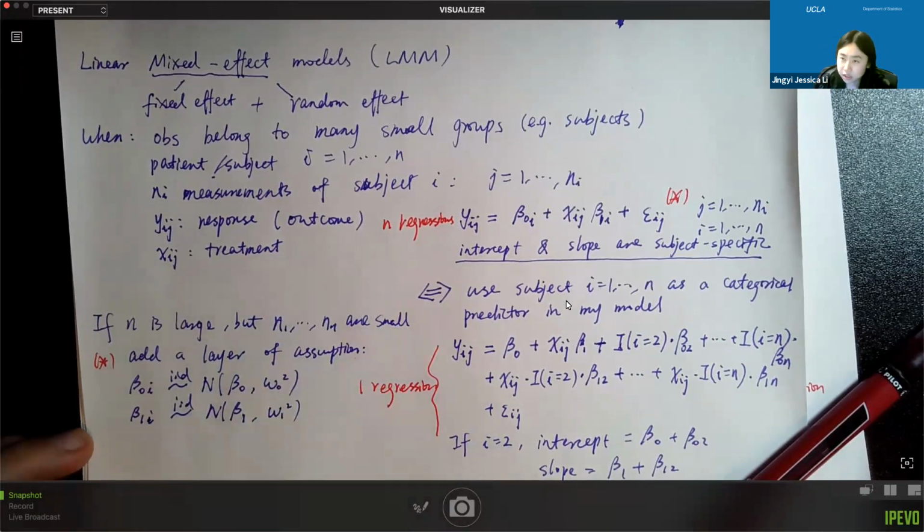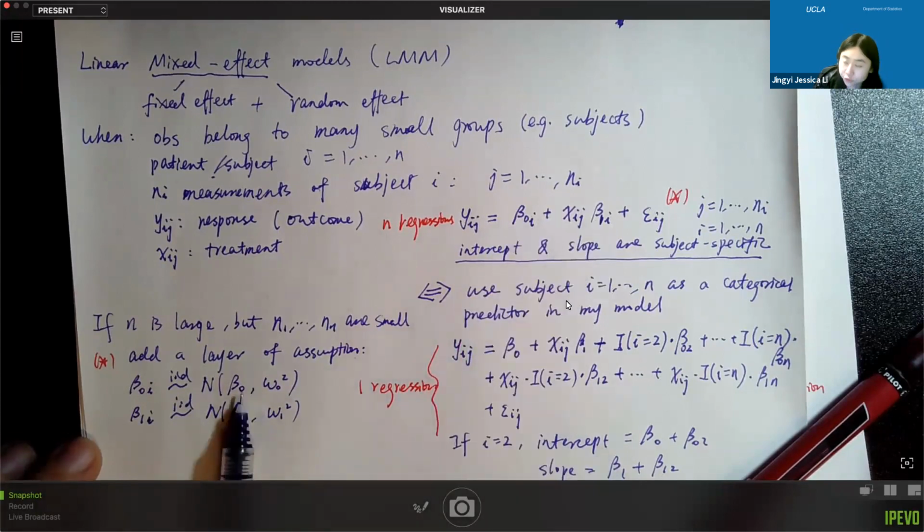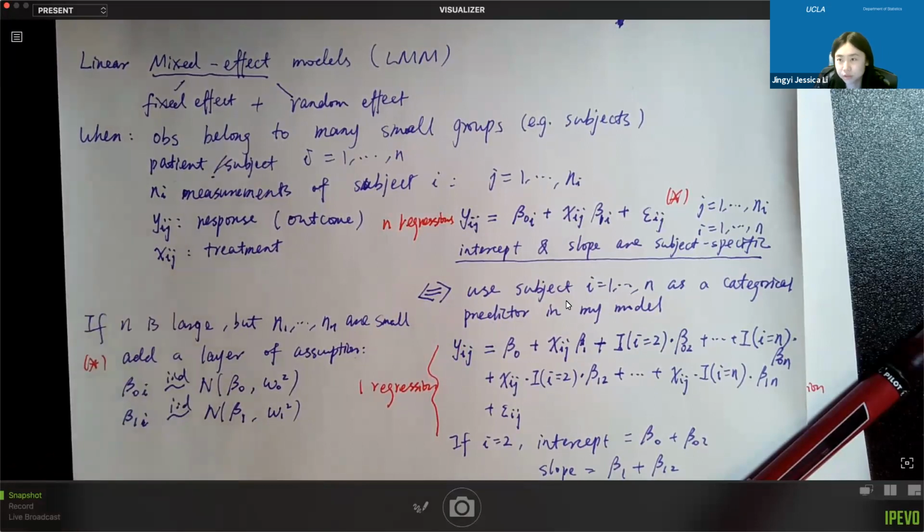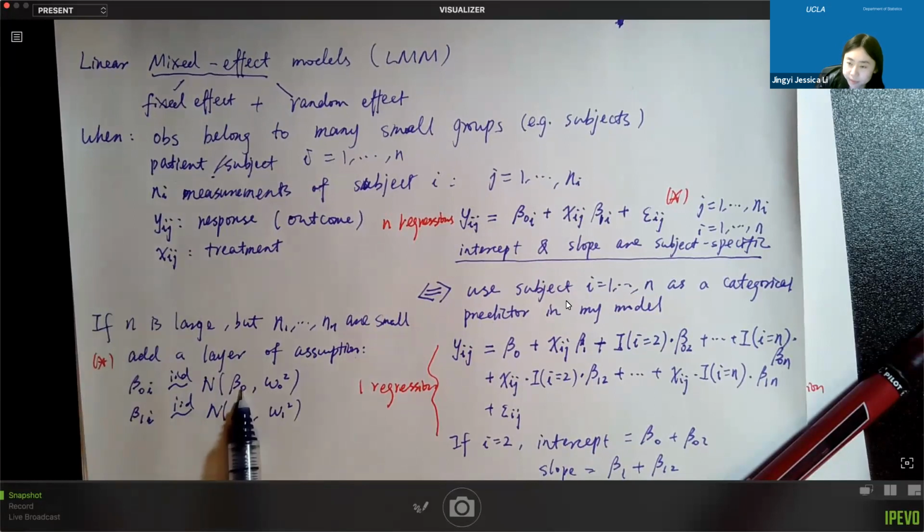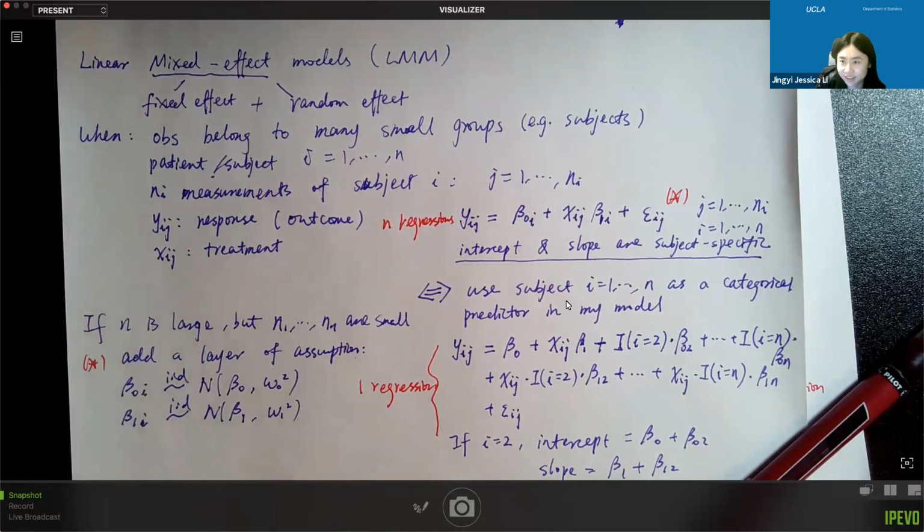So I could do that. You see, by doing so, I essentially reduce the number of parameters from 2n to just 4. So I only have 2 parameters for the intercepts and 2 parameters for the slope. And this is just a trade-off between the two ways. One is that I allow each individual subject to have its own slope, own intercept. And the other extreme is that I assume all the subjects share the common intercept beta 0 and the common slope beta 1. So both are not desirable.